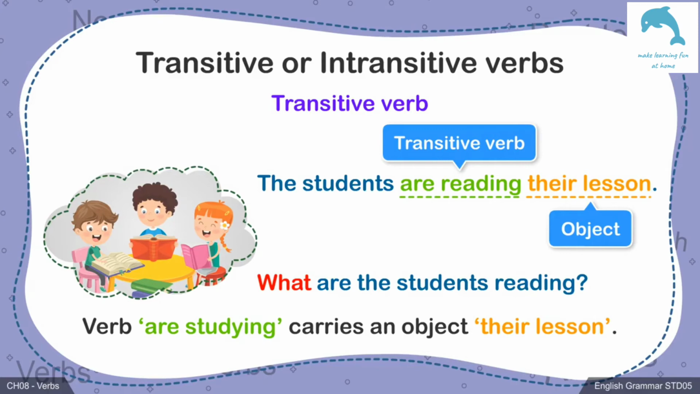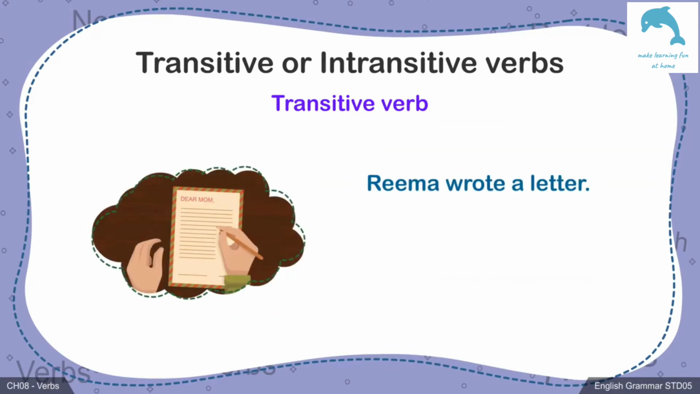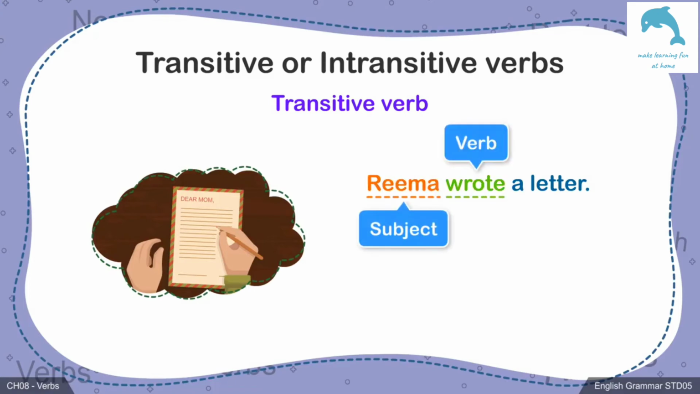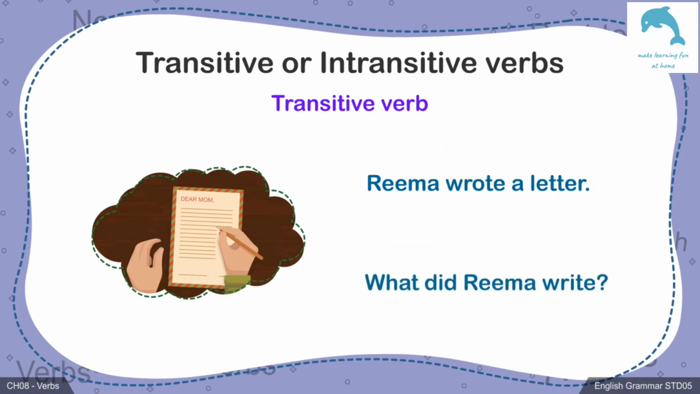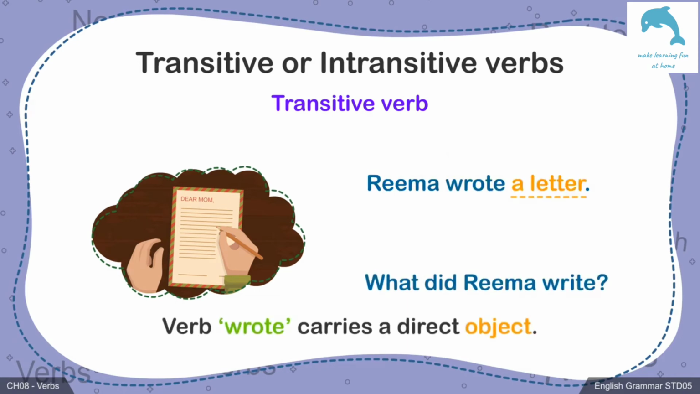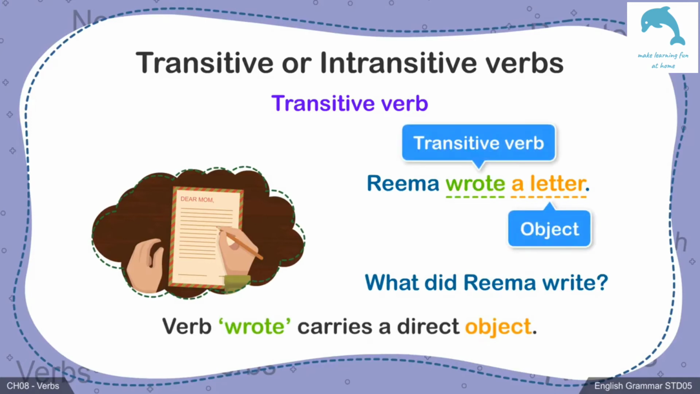Let's take another example. Rima wrote a letter. Rima is the subject. Wrote is the verb. A letter is the object. What did Rima write? A letter. Therefore, the verb wrote carries a direct object and is a transitive verb.